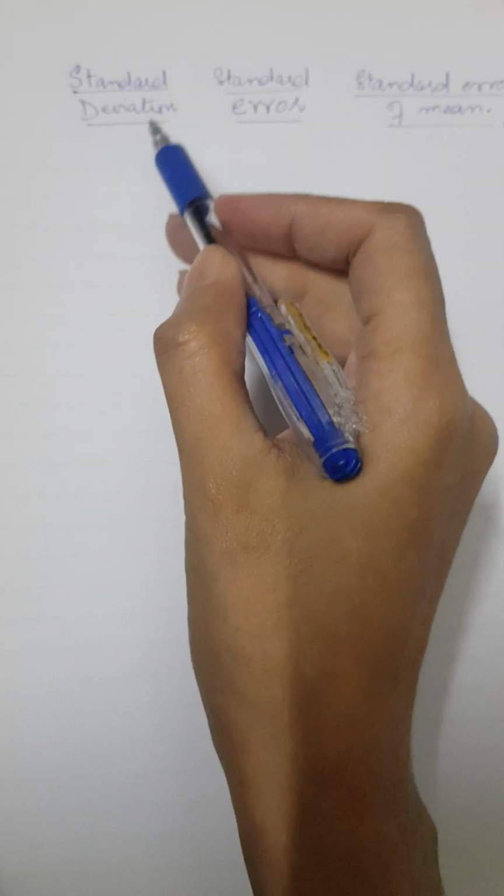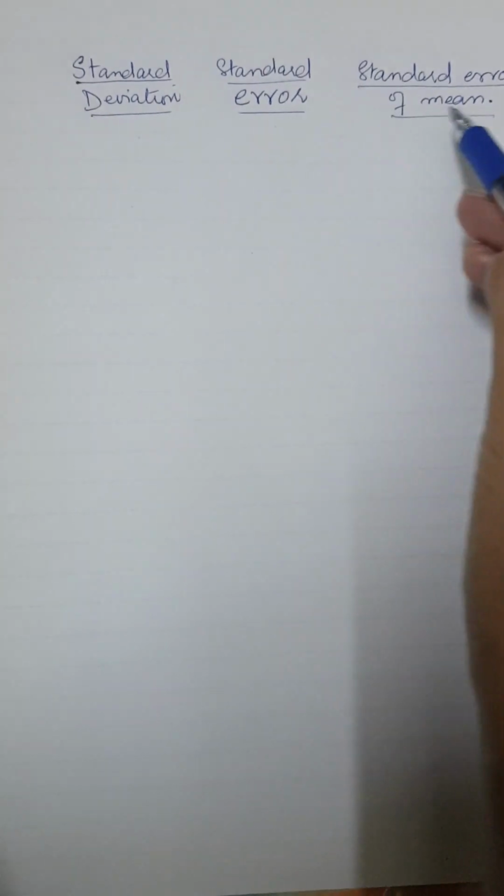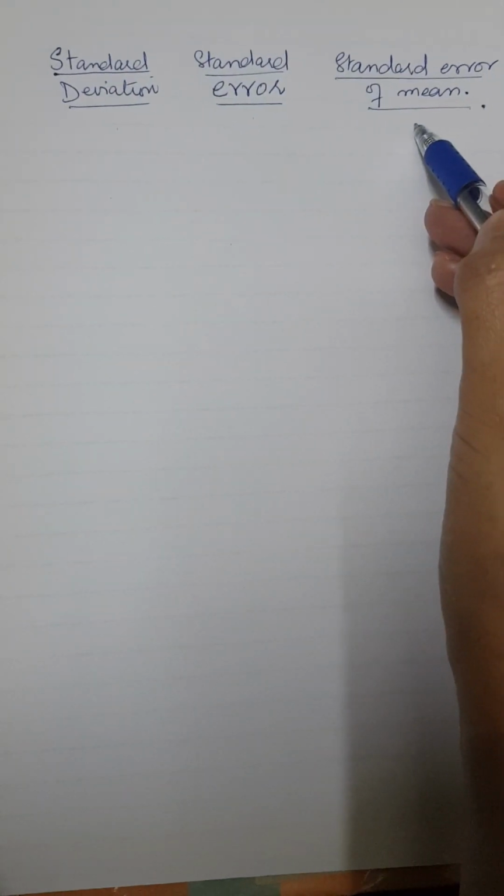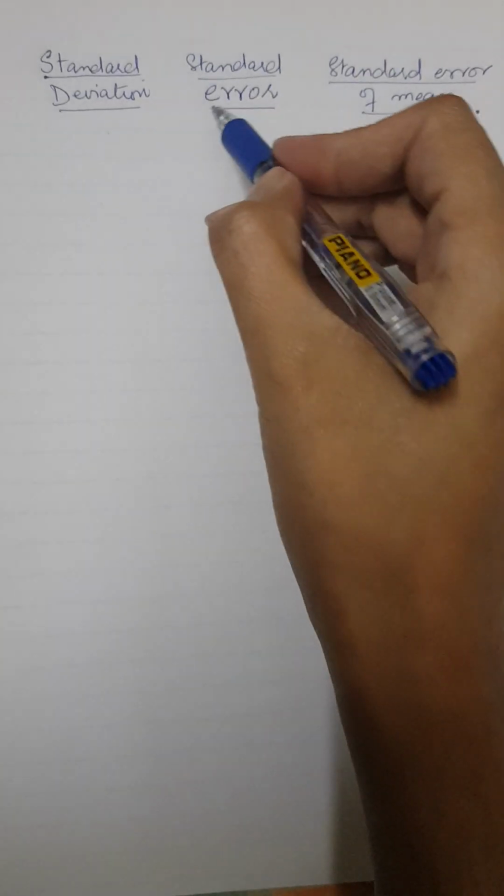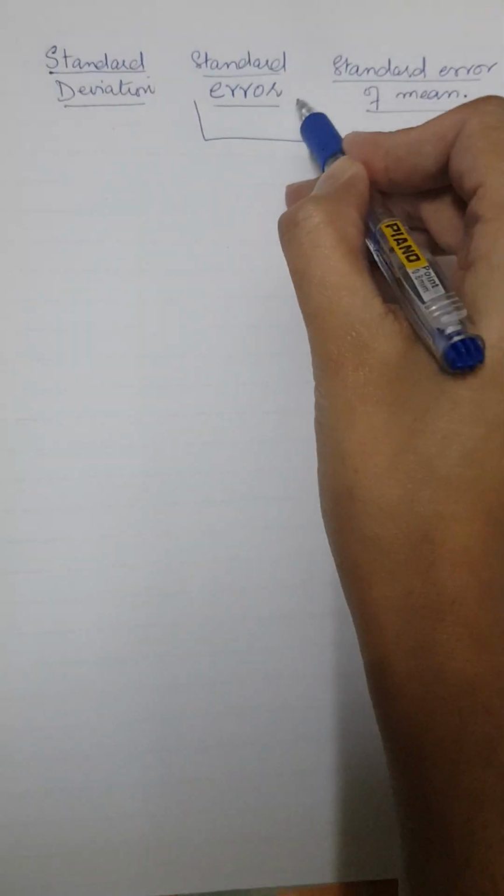So here now we will deal with the triad of the three terms about which students usually remain confused. And these are the standard deviation, standard error, and standard error of mean. Now to initially make the things very simple, standard error and standard error of the mean are one thing.